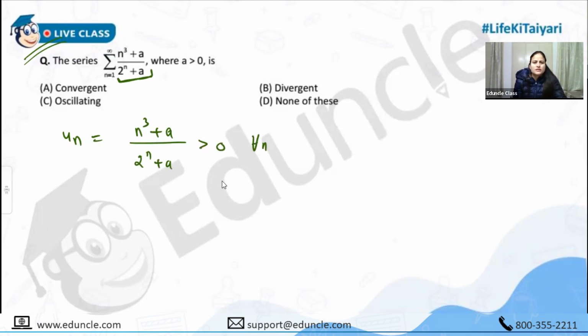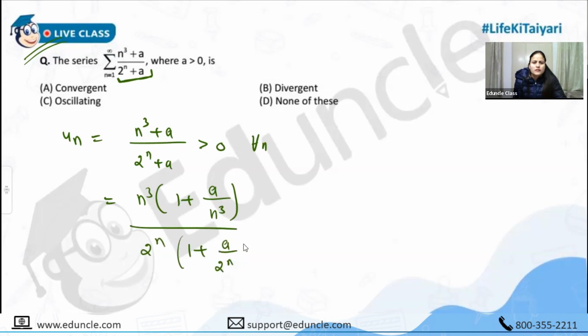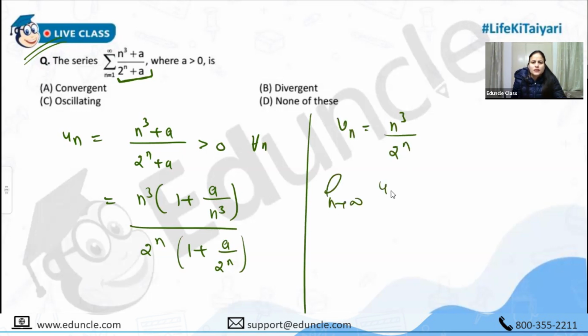Achha, convergence, divergence and all ye poocha gaya hai. Okay. So which test do we want to apply here? Second comparison test, because I can take n cube outside from the numerator. So A divided by n cube, and I can take 2 raised to n outside from the denominator. Theek hai? So I can choose here Vn as n cube upon 2 raised to n, because limit n tending to infinity un by Vn will give me what? 1, non-zero finite, which means the choice of Vn is correct.